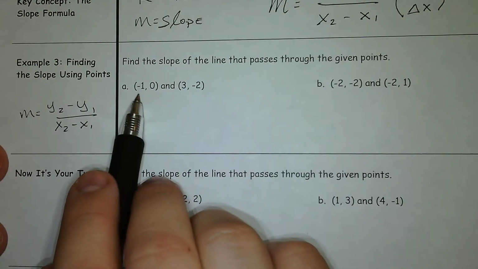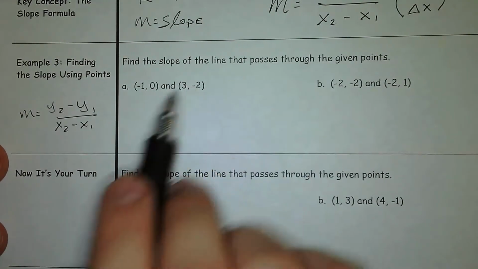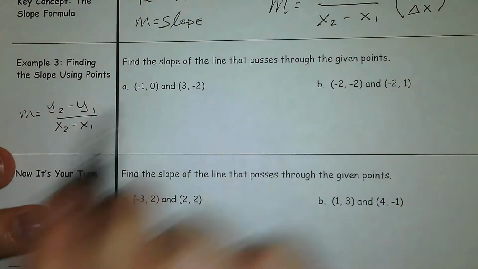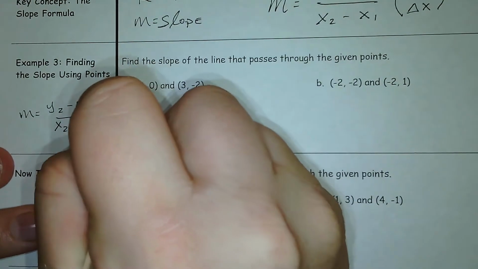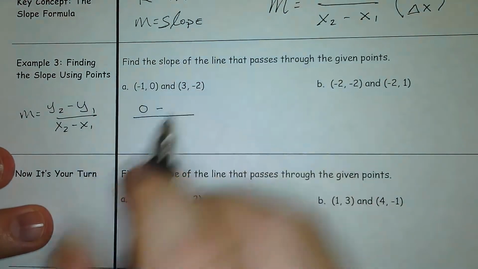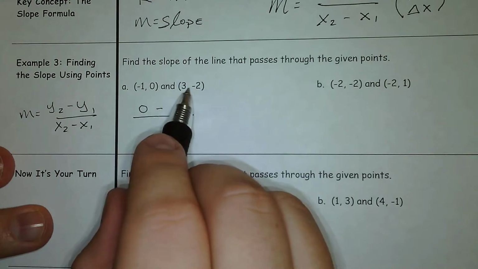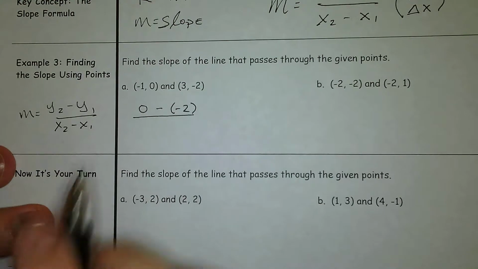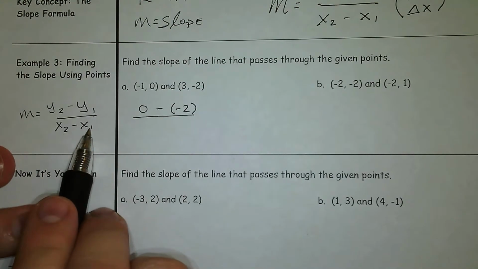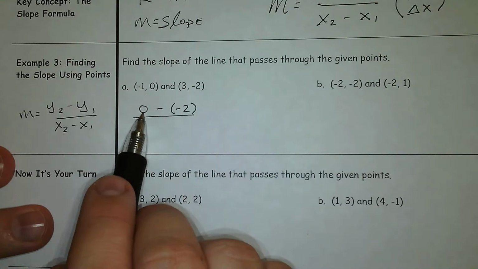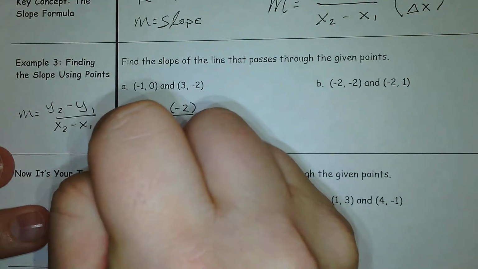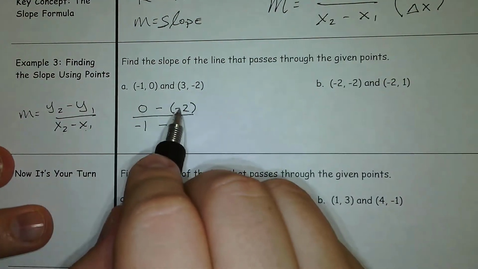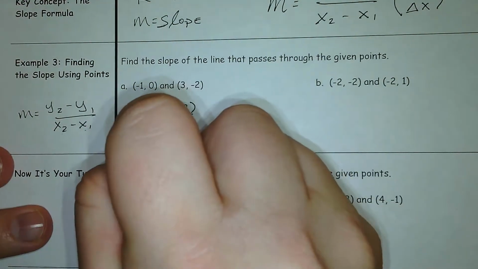Okay, so for instance, we had the points -1, 0, and 3, -2. It does not matter which one you choose to go first. So for instance, I'm just going to choose the -1, 0. So I need to take my y value of 0. I need to subtract my other y value. So my other y value is this -2. So I'm going to subtract -2. Now underneath I need to go x minus x. So the x value that goes with the 0 is -1. So I'm going to have -1 go underneath, minus, I need to subtract the x value that goes with this -2, which is a 3.